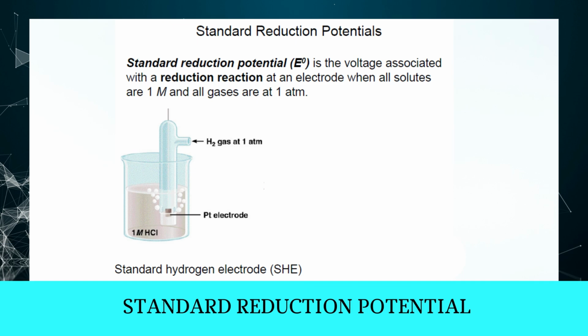The standard reduction potential is also known as the standard cell potential or standard electrode potential. So standard reduction potential is a voltage associated with the reduction reaction at an electrode when all solutes are 1 molar and all gases are at 1 atmosphere, with 1 molar, 1 mole per dm cubed concentration of a solution.